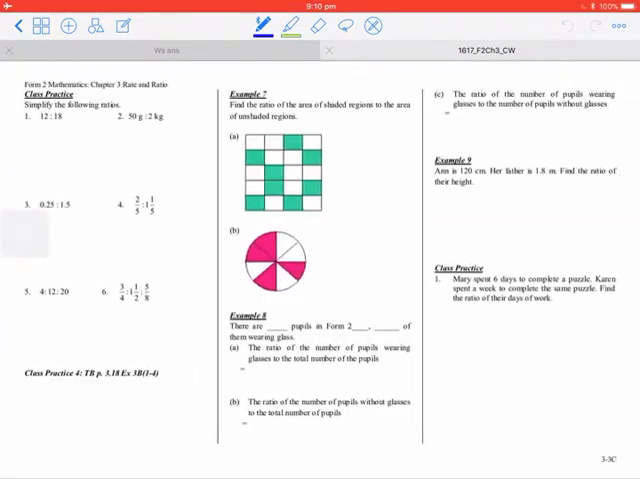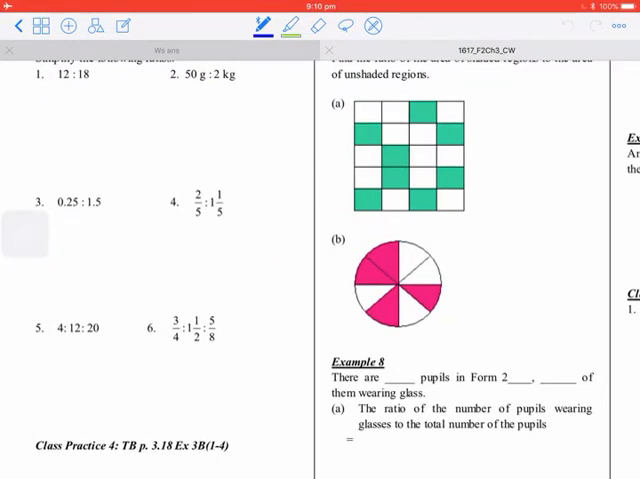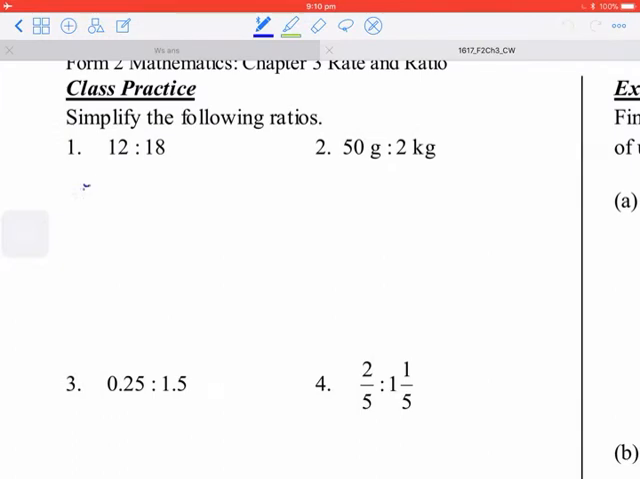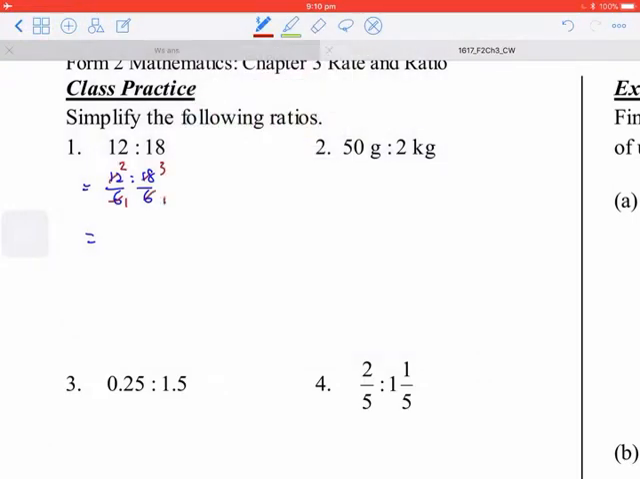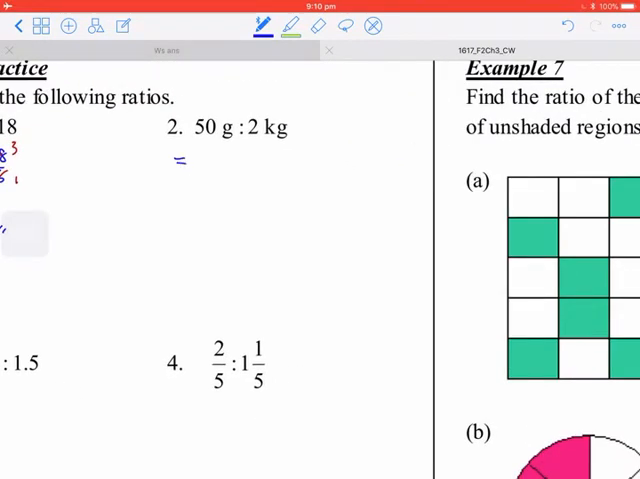And then it is time for your practice. I guess you have finished it. After you finish, you check it. So basically, just do the same. You divide by 6, then you are going to have 2 to 3, I guess. For this one again, you have to change it to the same unit. Then you can cancel the unit here, and you can divide it by maybe 50 as well. So 1 to 40.